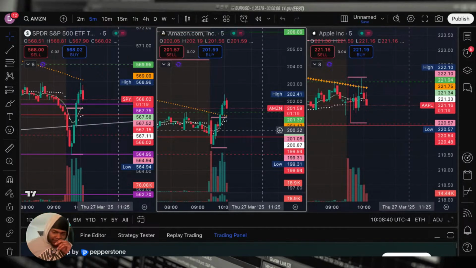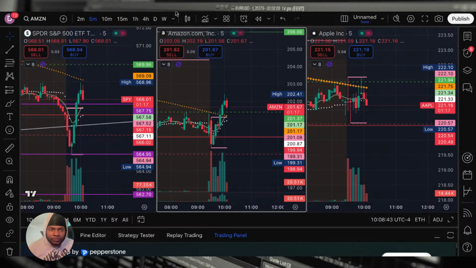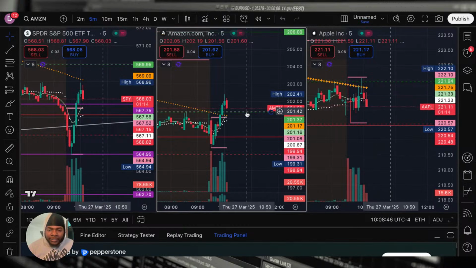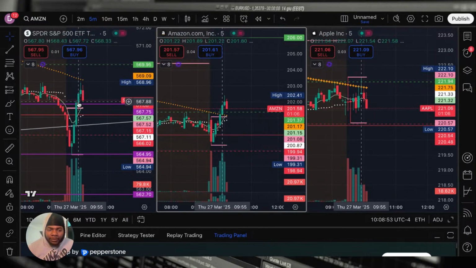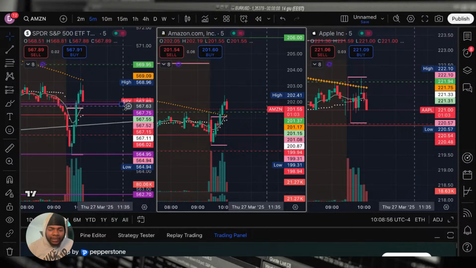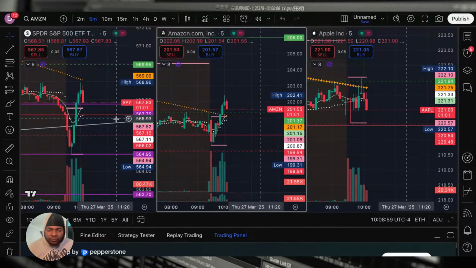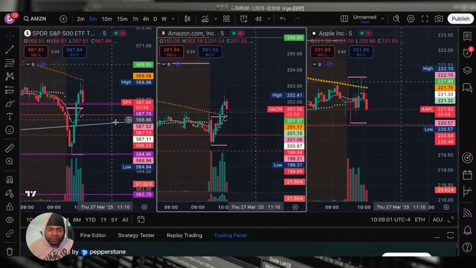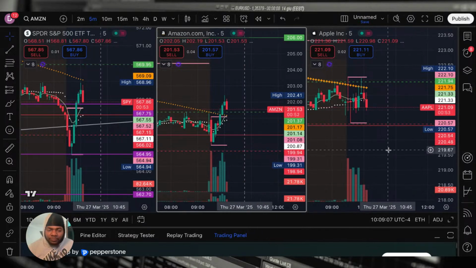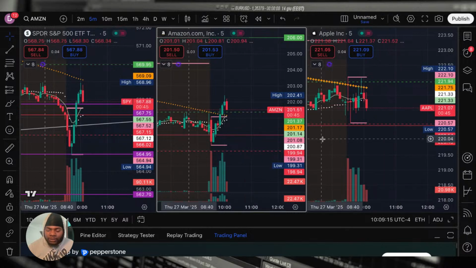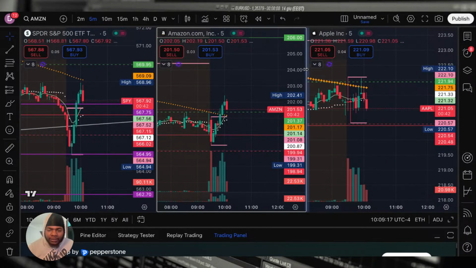Now we could be retesting right here on Amazon. We could be retesting this pre-market high right here. Same way over here on spot. We could just be breaking and retesting that weekly level of 567 right there. But if we come back down through the weekly level, trend probably gonna reverse again. You want to see it bounce right here. If we still want to stay in the uptrend, you want to see spot bounce right here.